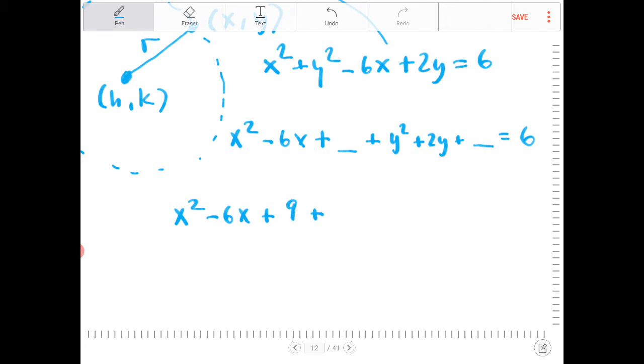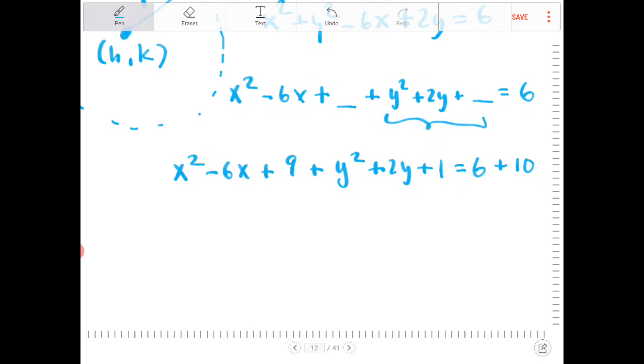We're going to do the same thing with the trinomial here involving the y variable. So we're going to take 2, half it, and square it. So we're going to write in y squared plus 2y, we're going to add 1. And what we add to one side, we also have to add to the other. So we added 9 and 1 on the left, so we're going to have to add 10 on the right.